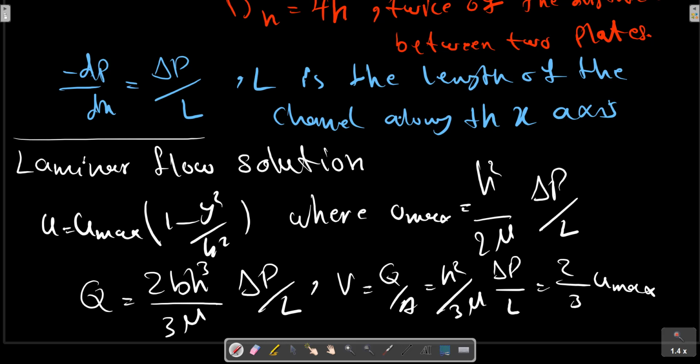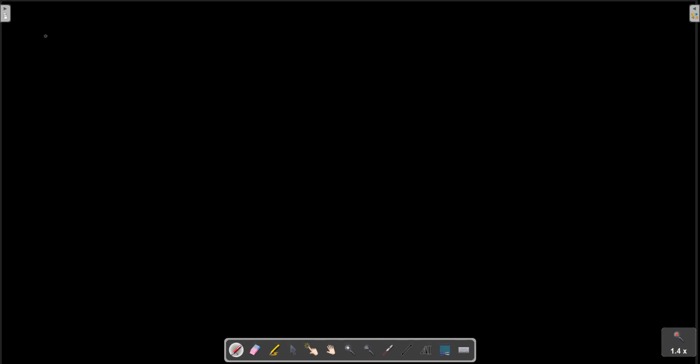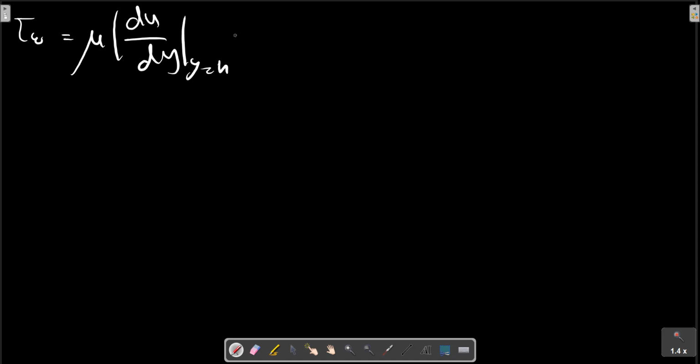We have also a relation for the shear stress on the wall at y equals h, and hf.